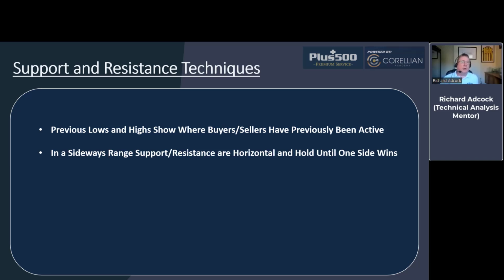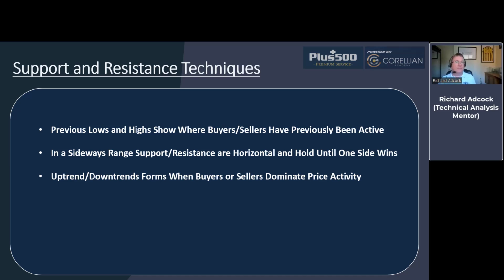Within a sideways trading range, support and resistance levels are horizontal, and that pattern will remain intact until either the buyers or the sellers win the battle between the bulls and bears and break out either above the resistance or below the support, highlighting the direction of the next significant move. The trading range will remain as long as this battle continues. It's only when one becomes the dominant force that we see a significant move in price outside of that range.